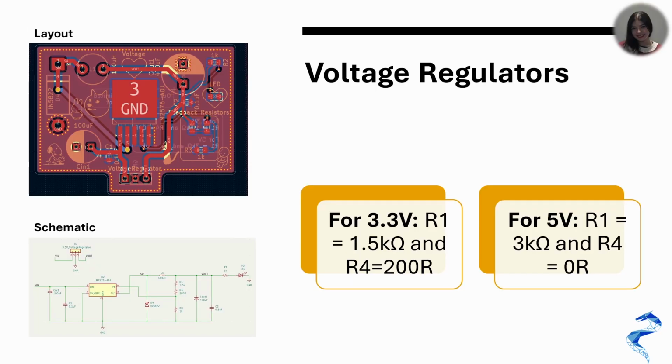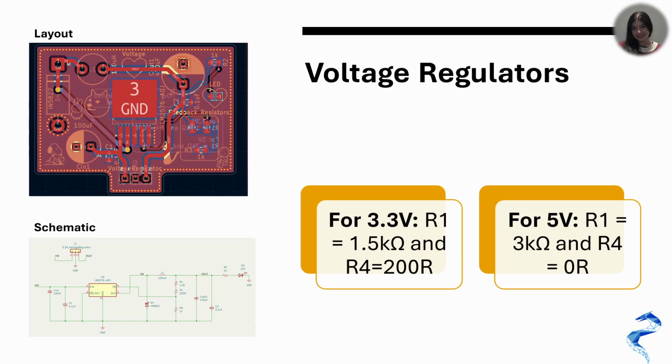We'll explain the voltage regulator section of our design. We are using an adjustable buck regulator based on the LM2576. A buck regulator efficiently steps down voltage with much less power loss than a linear regulator. For the 3.3-volt rail, which powers the microcontroller and logic components, we set the output voltage using a resistor divider with R1 at 1.5 kilo ohms and R4 at 200 ohms. We obtain a stable 3.3 volts.